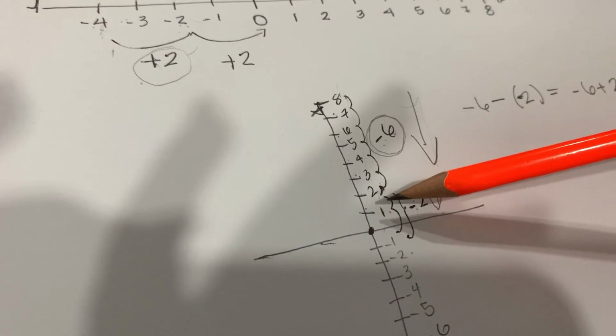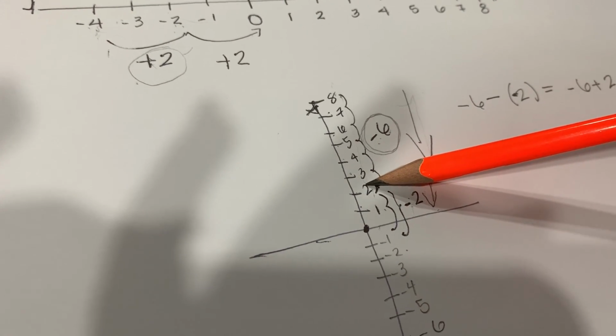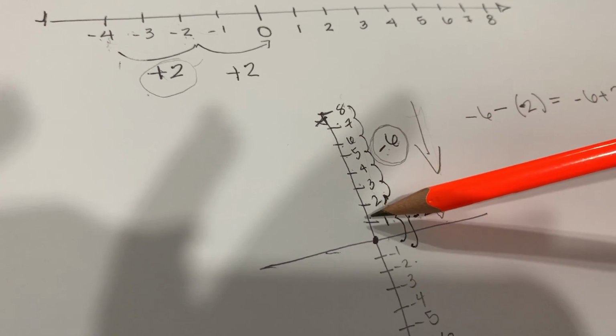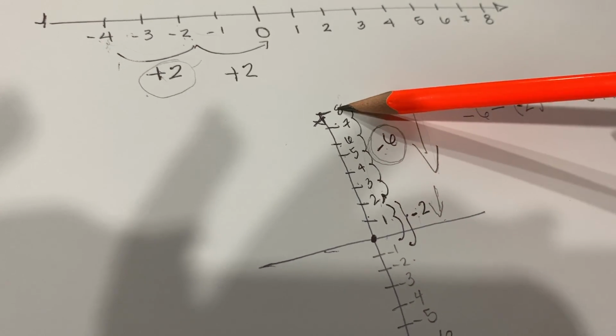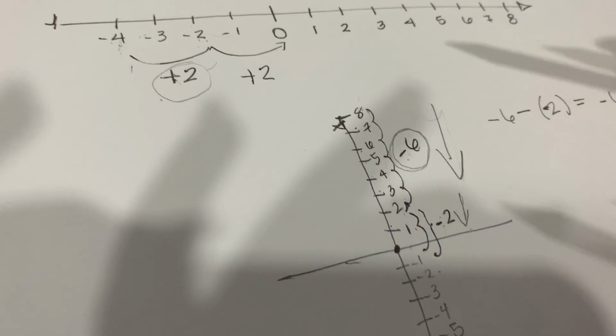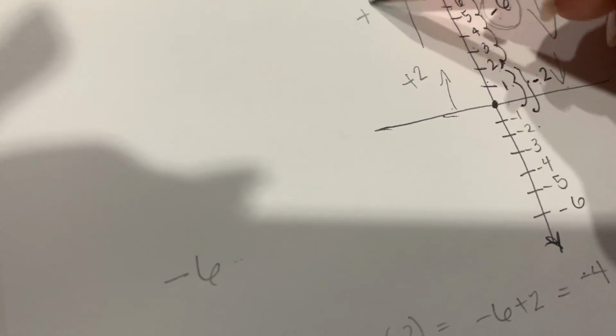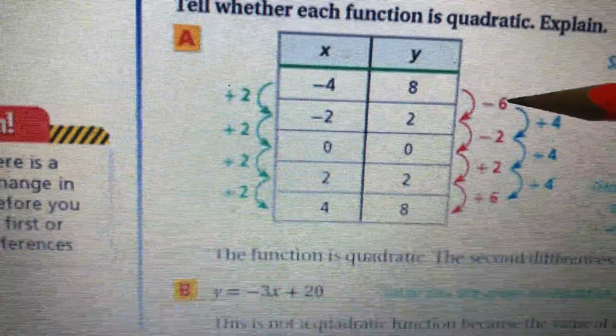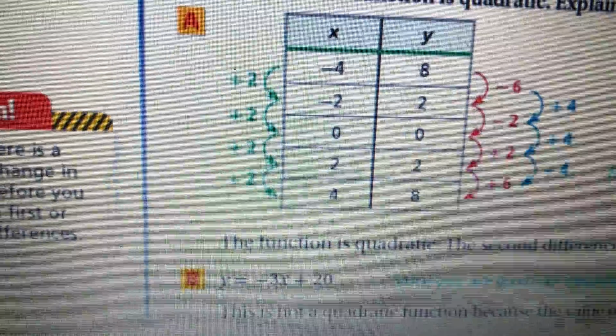Then, if I go from 0 to 2, I will be moving up 2 spaces. That would be positive. And if I go from 2 to 8, again, I will be going up 6 spaces. This would be a +2, and this all the way here will be a +6. That's where I get the red differences that you see over here.